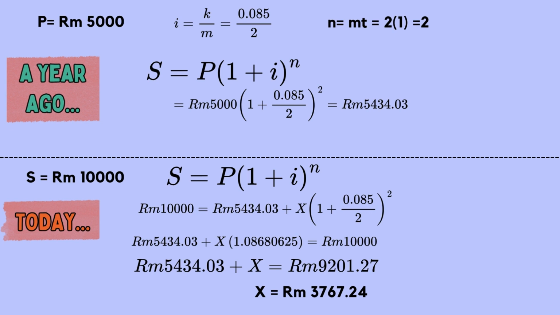Solve all the numbers in the bracket first and you will get 1.086802625 in the brackets. Now you move the bracket number to the other side and it will become divide. So now 10,000 divided by the bracket number and you will get 9,201.27. Now you move 5,434 ringgit and 3 cents to the other side and it will become take away. So now 9,201.27 take away 5,434 ringgit and 3 cents and you will get X equals 3,767 ringgit and 60 cents.